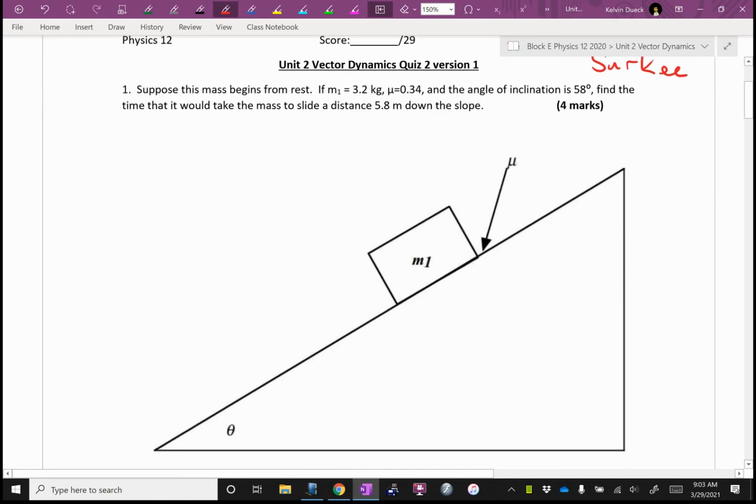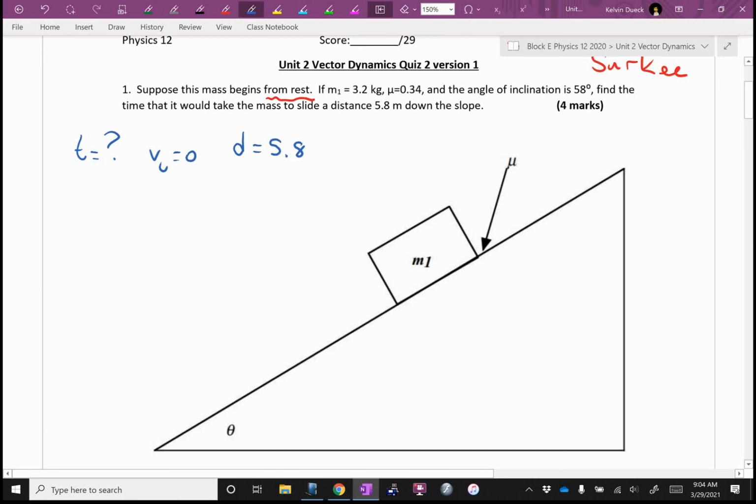So, number one, suppose this mass begins from rest. I would probably mentally underline that Vi is 0. If M1 is 3.2 kilograms, there's a coefficient of friction of 0.34, and theta is 58 degrees. Find the time that it would take the mass to slide a distance of 5.8 meters down the slope. Okay, I would probably say, what does this question want me to find? It wants me to find time. I know that Vi is 0. I know that d is 5.8 meters.